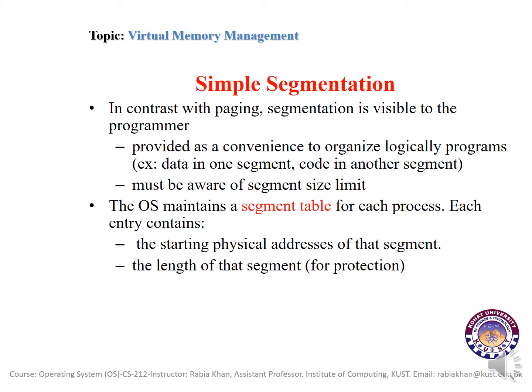Segments are visible to the programmer because the programmer designs the segments by dividing his program into different functions, while pages are not visible to the programmer. The segment table is also maintained by the operating system, and every entry of the segment table contains two pieces of information: the starting physical address of that segment and the length of that segment.